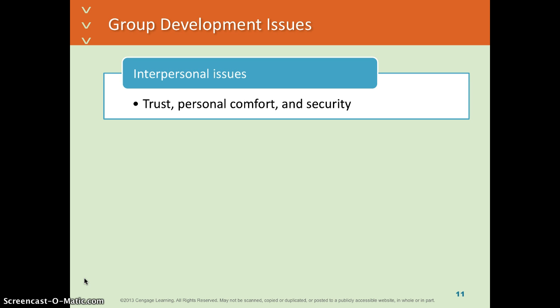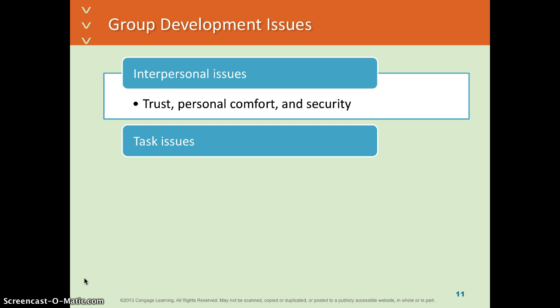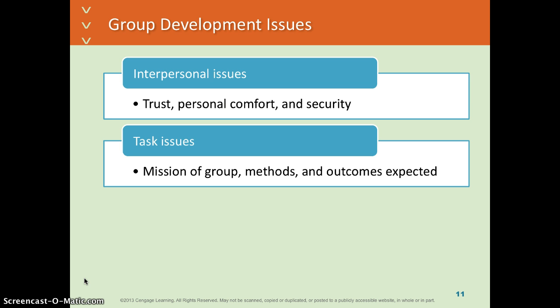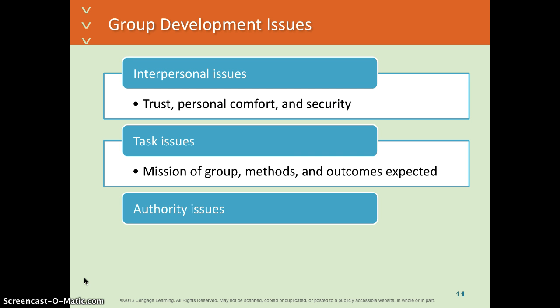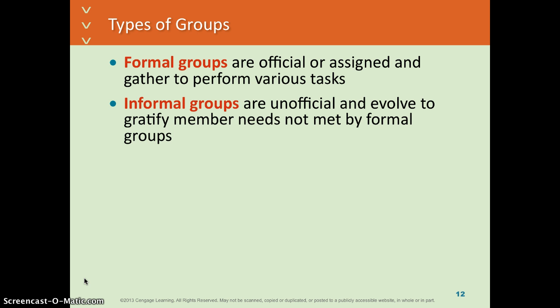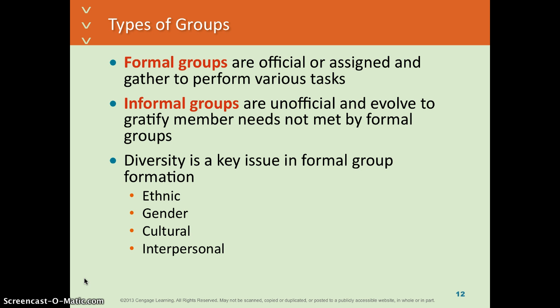So what are some of their development issues? Types of groups. Formal groups that are assigned and identified. Informal groups, unofficial, evolve, like a lunch group. Diversity is necessary and can be an issue, both positive and negative, of a formal group.